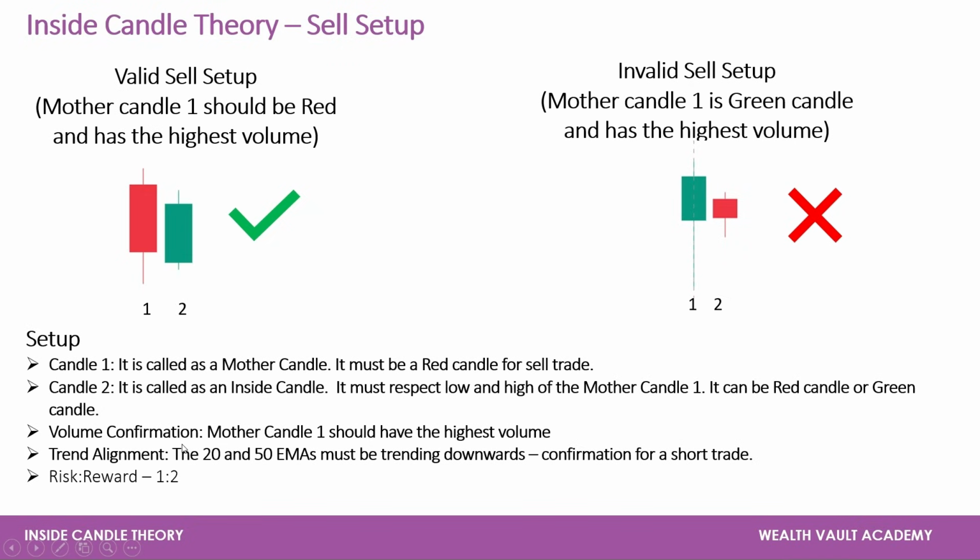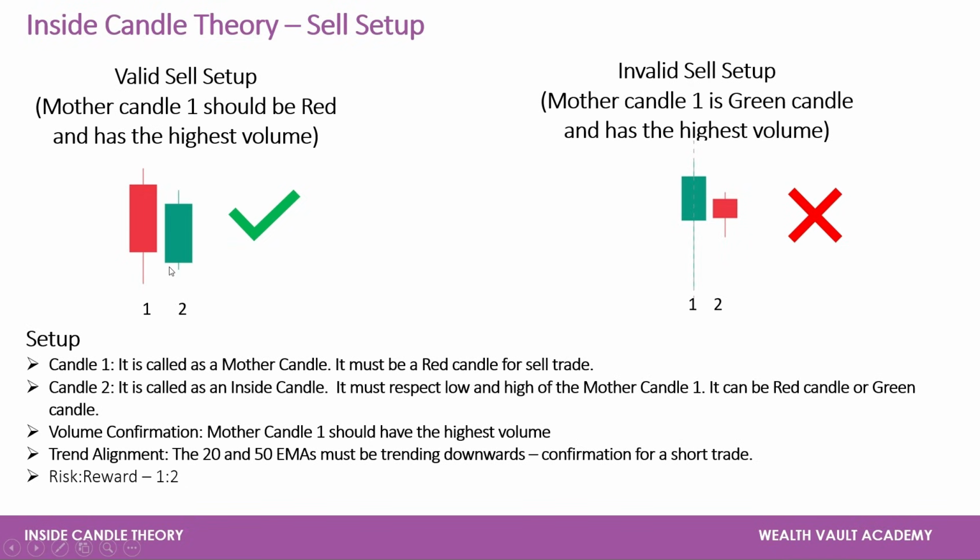Then volume confirmation. Mother candle 1 should have the highest volume, and it is a red candle. Trend alignment: the 20 and 50 EMAs must be trending downwards, which gives us a confirmation for a short trade. Risk reward, we will always follow 1 to 2 risk reward.